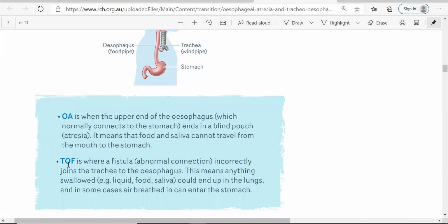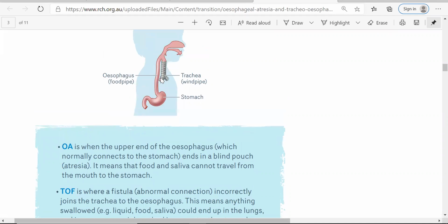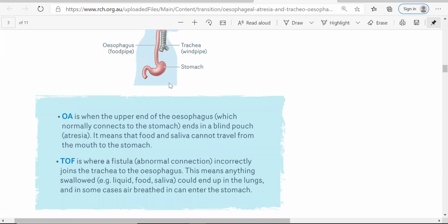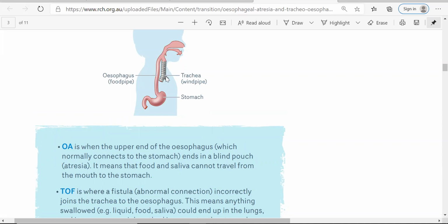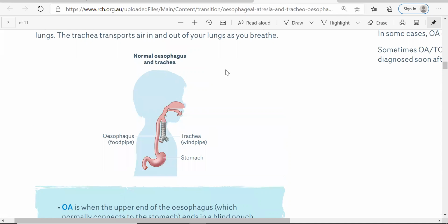And tracheoesophageal fistula is an abnormal connection between the windpipe and the food pipe, which means that anything you swallow can travel from your food pipe into your windpipe and can end up in the lungs. And it can cause serious infection in the lungs. And sometimes the air that you are breathing can go from the windpipe into the stomach, and that's the reason you can see a lot of gas shadows in the abdomen. So this is when you are explaining the tracheoesophageal fistula.